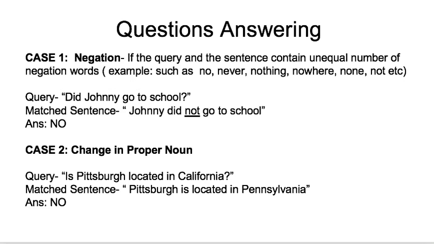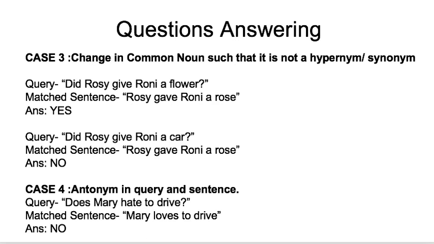Our approach for binary question answering is as follows. We will give the default answer as 1 after matching the sentence, except for the following cases. Case 1 is if we detect negation in either the query or the sentence and the number of negation words are unequal. For example, we have the query "did Johnny go to the school" and the matched sentence contains a negation word, so the answer would change to no. In the same way, if we have a change in proper noun, such as in this sentence, the noun California is changed to Pittsburgh, and hence the answer is again no.